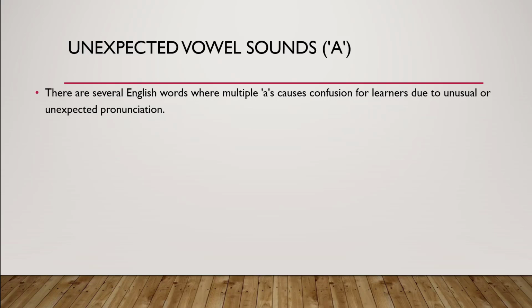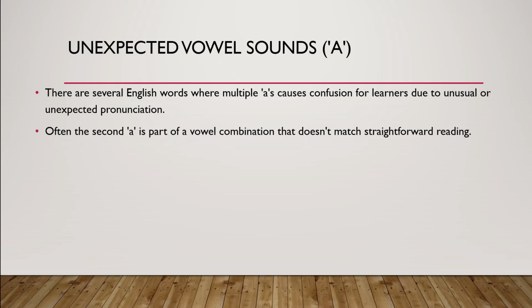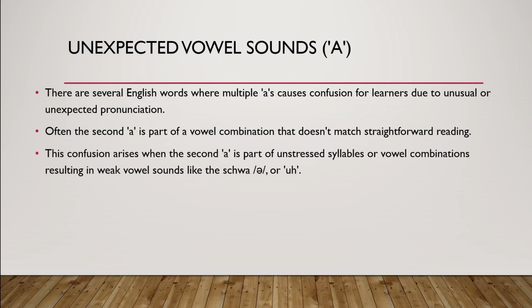Now, the letter A, when we have more than one appearing in a word, they're not all pronounced the same, and this can really cause problems. Often it's the second one that is the non-straightforward one. The second A in the word is often unstressed or lazy, and we end up with this schwa sound. I did say we wouldn't get into phonetics, and this is the only one, I promise you. But this schwa comes up quite a lot, and it's just a lazy sound.